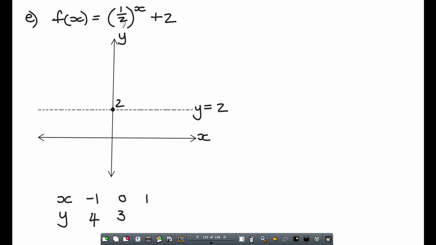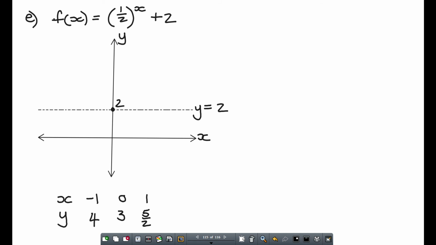And if x is 1, then it is a half plus 2, in other words 2 and a half, in other words 5 over 2. Okay. I keep doubting myself. A half to the power of 0 plus 2 gives me 3, and then to the power minus 1 gives me 4, and to the power positive 1 gives me 5 over 2, yes, perfect.